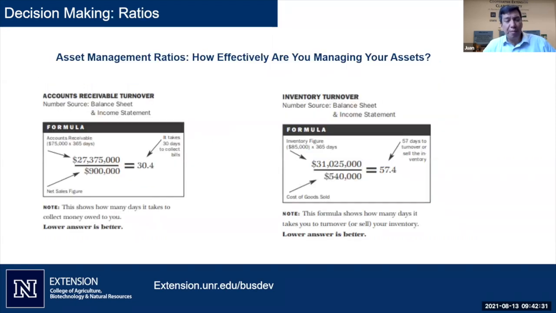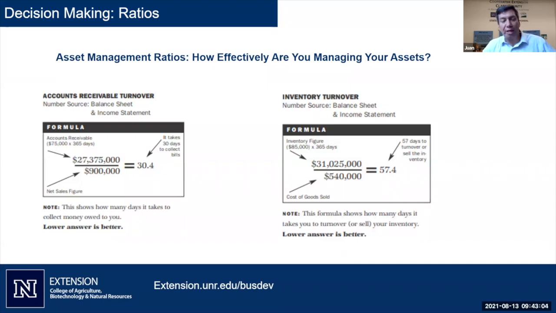We have some asset management ratios. For example, the accounts receivable turnover. This formula is going to help you see how many days it takes from selling a service or a product to actually getting the money. Inventory turnover shows how many days it takes you to turn over and sell your inventory.